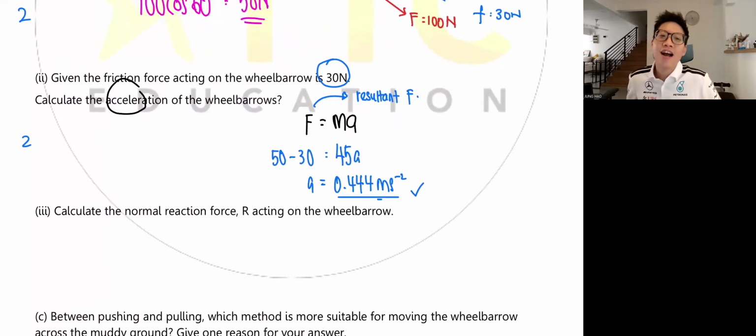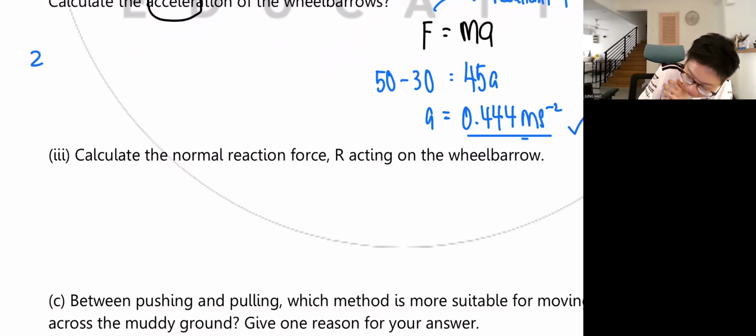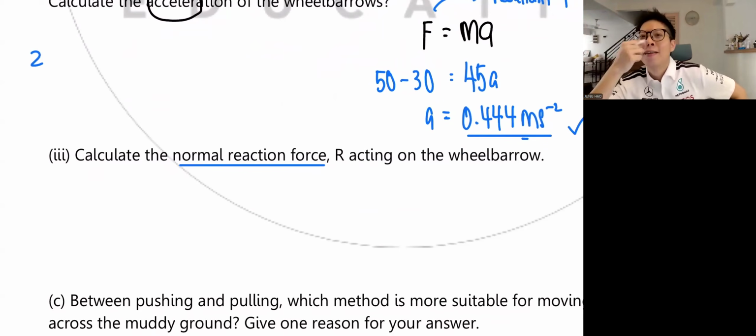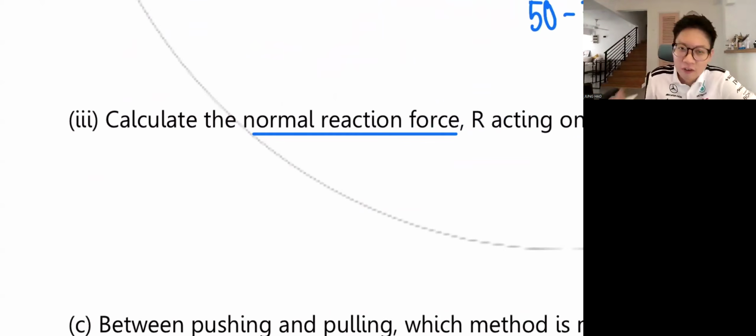Okay, now next, calculate the normal reaction force acting on the wheelbarrow. Okay, so what is the normal reaction force? Now, this one I want you to listen first. So you put down your pen, pencil, paper, everything, because I want you to use your brain now. Okay, what is a normal reaction force?